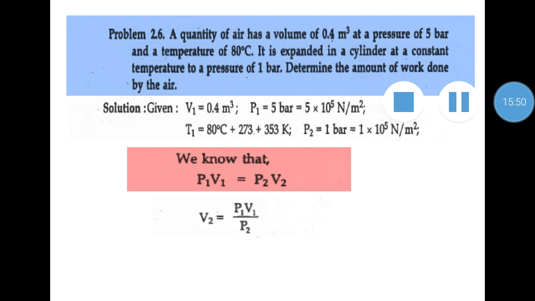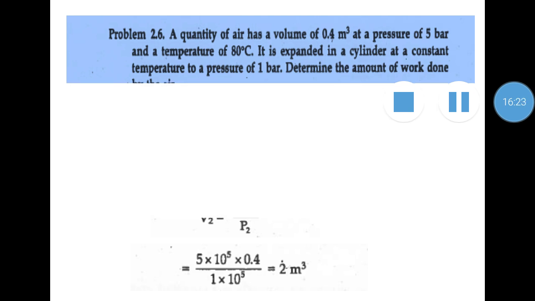So here we know the P1 value, V1 value, P2 value, but we don't know the V2 value. So we have to find out the V2 value. Simplifying this expression for V2, we get V2 is equal to P1 V1 divided by P2. Filling in the values, P1 is equal to 5 into 10 raised to 5, V1 is equal to 0.4, and P2 is equal to 1 into 10 raised to 5, so it becomes 2 meter cube.